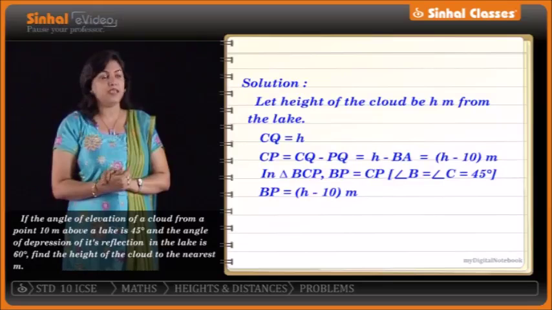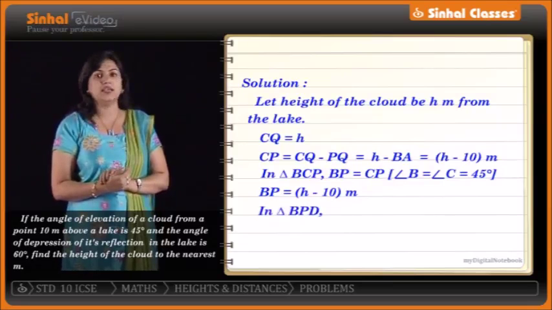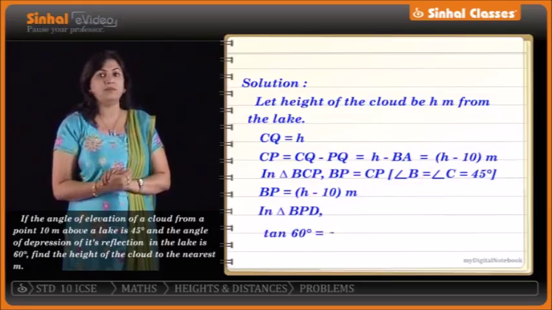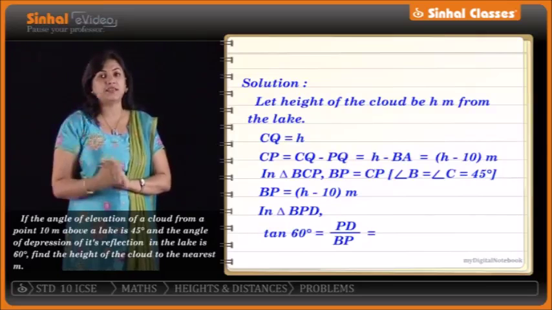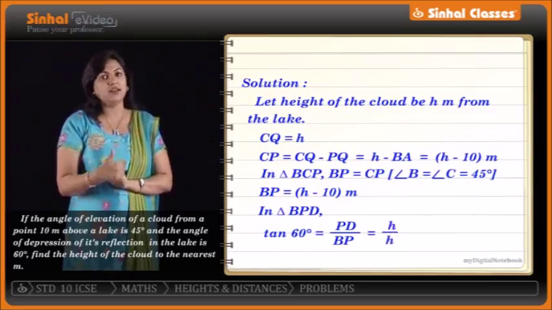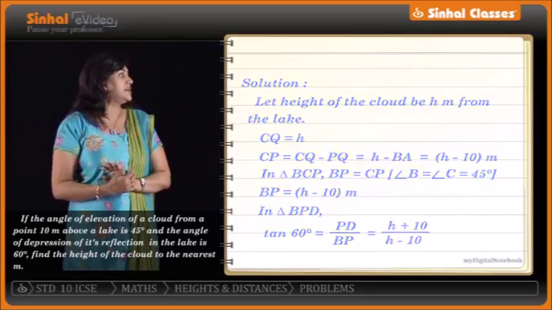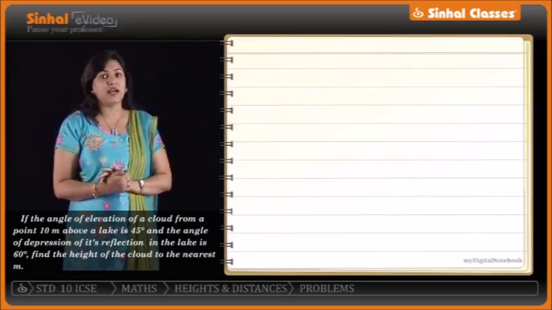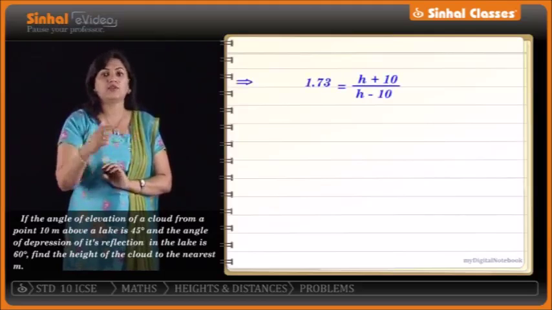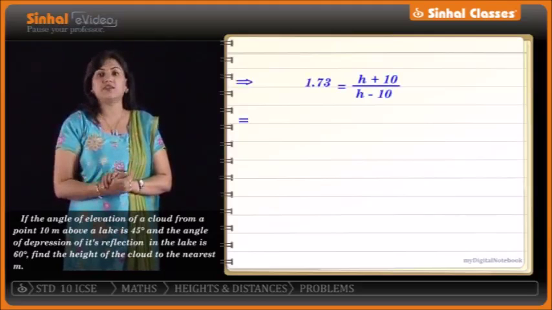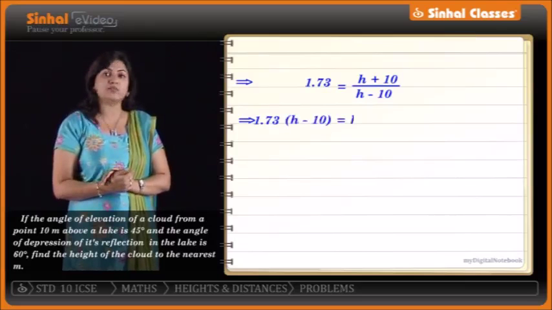Now in triangle BPD, tan 60 is equal to PD upon BP. Now what is PD? PD will be h plus 10. And what is BP? BP is h minus 10, found earlier. So tan 60's value, we keep it as 1.73, which is root 3. So we are writing in decimal as 1.73 equals h plus 10 upon h minus 10. Now cross multiply, we have 1.73 into h minus 10 is equal to h plus 10.